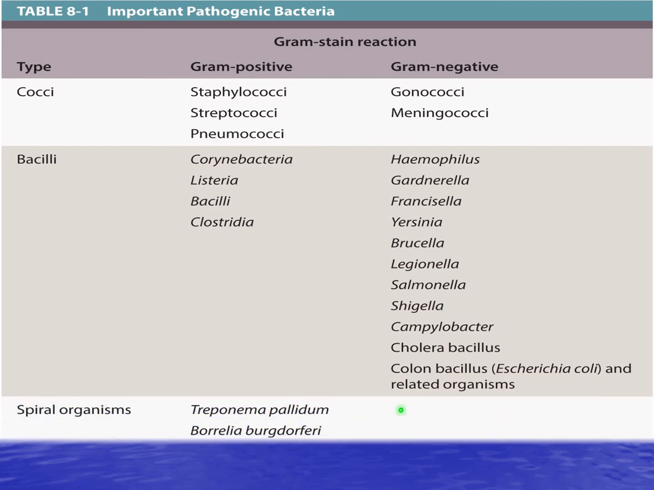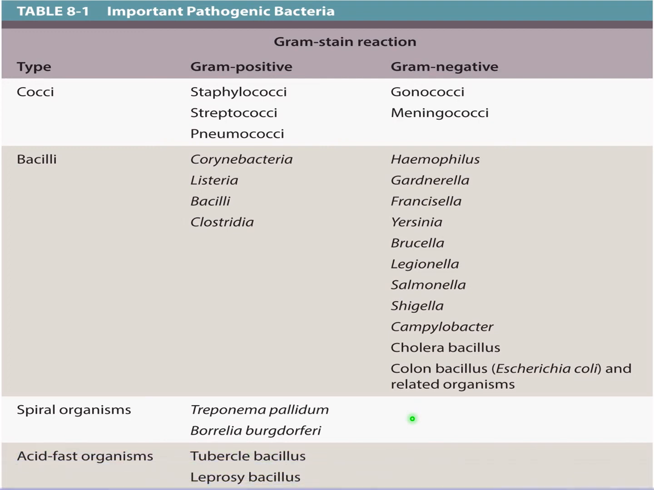Of the spiral organisms, a couple of important ones that are gram-negative in the pathogenic bacteria are Treponema pallidum, that causes syphilis, and Borrelia burgdorferi, that causes Lyme disease. Now again, I put this guy, cholera, down here in the spiral organisms because the causative agent of cholera is Vibrio cholerae. So I would actually put this one down here in the spiral organisms.